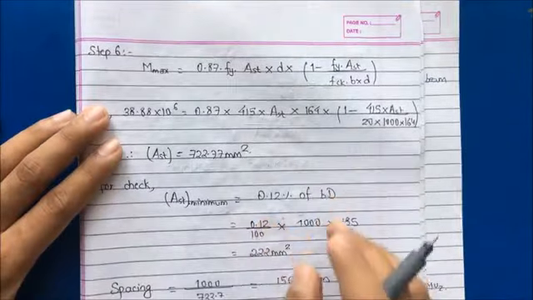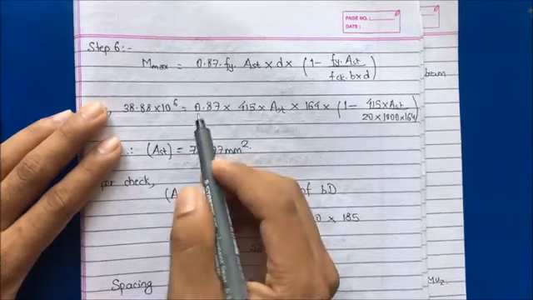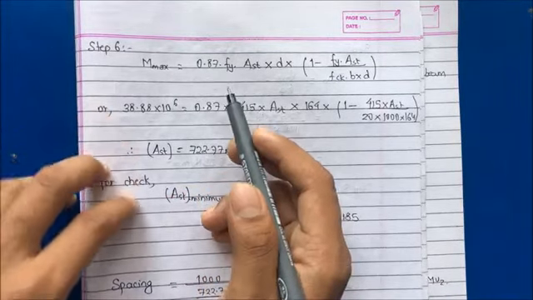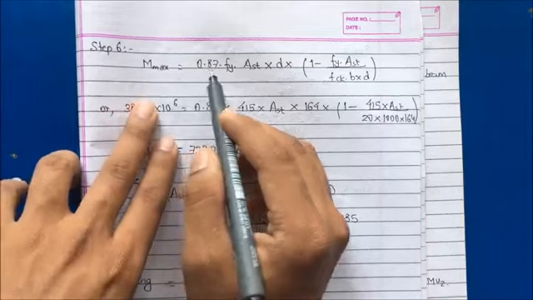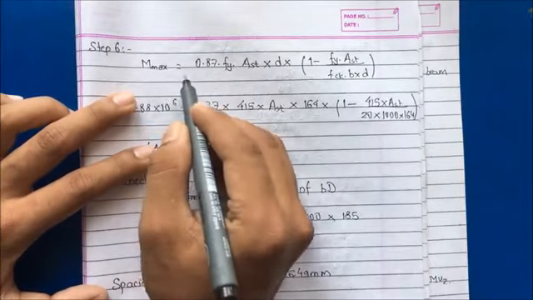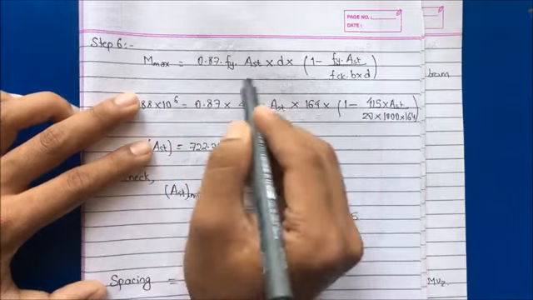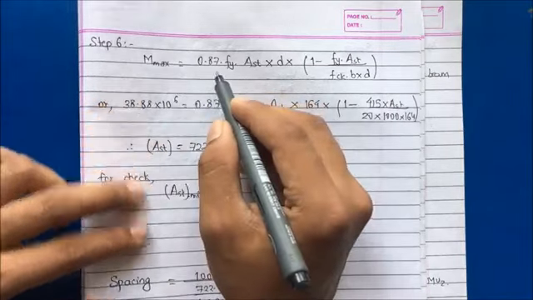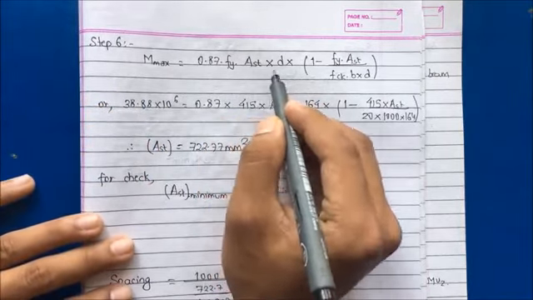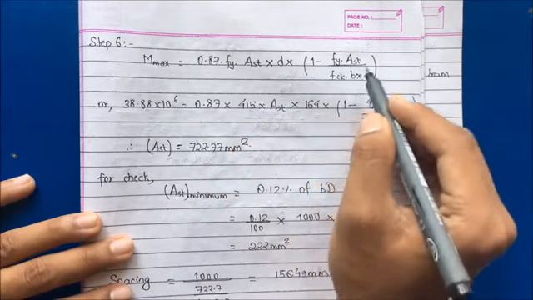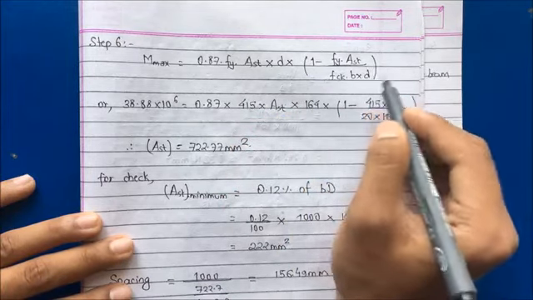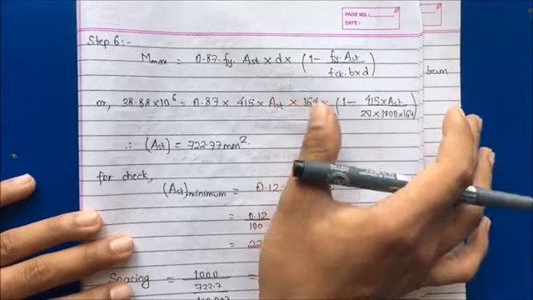Step 6, to calculate the area of steel. As I said, we will use a formula from Annex G of IS 456. You can find it in the code. Mx is equal to... Remember, we are considering an under-reinforced section, so we are using this formula. Mu is equal to 0.87 fy Ast d into 1 minus fy Ast by fck b d. You can find this in Annex G.